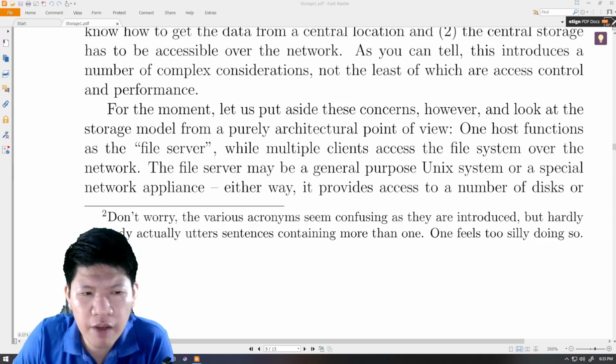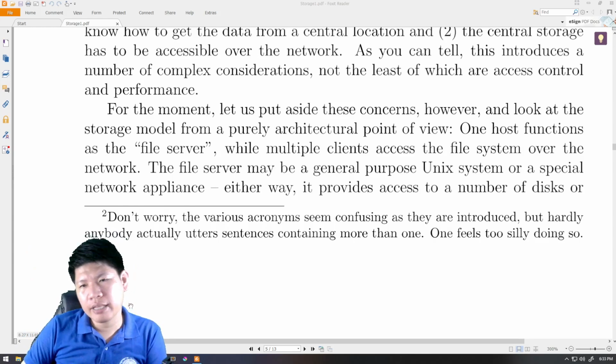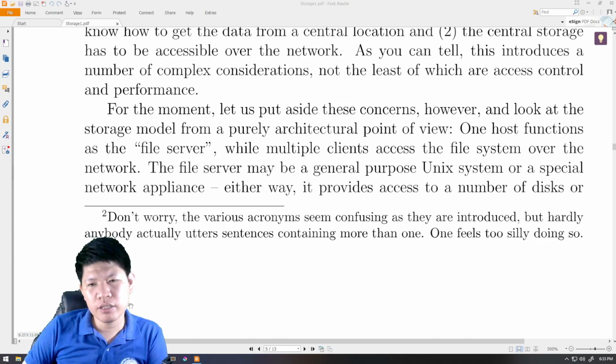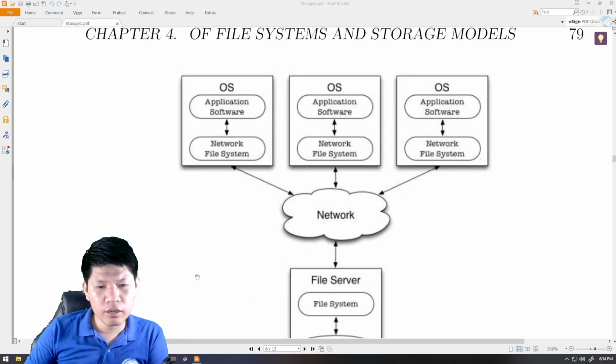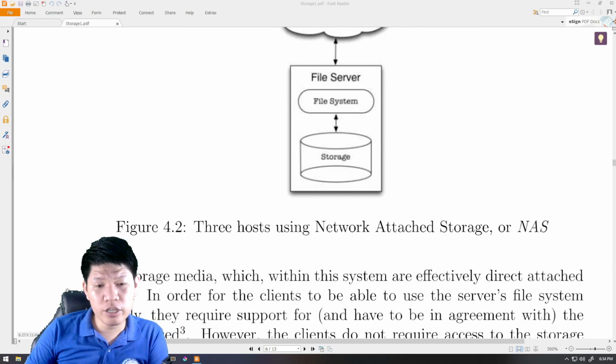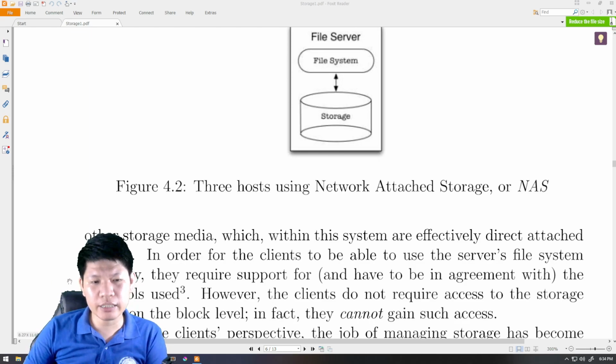One of the hosts functions as the file server, while multiple clients access the files over the network. The file server may be a general purpose Unix system or a special network appliance. Either way, it provides access to a number of disks or other storage media, which within the file system are effectively direct attached storage.